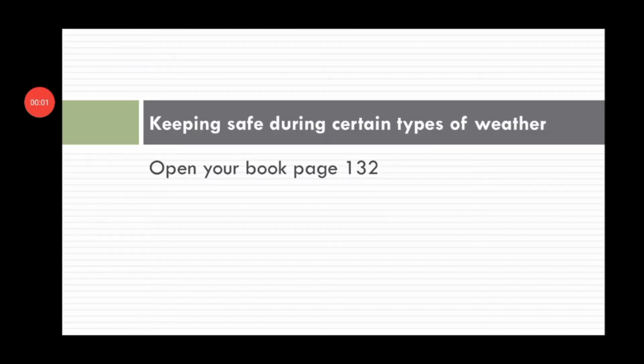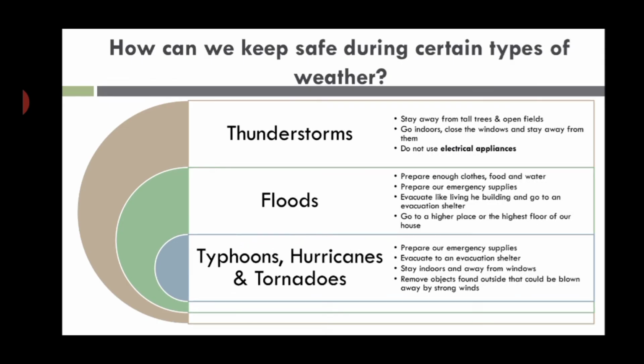Now, the last topic is keeping safe during certain types of weather. For the detail, let's open your book, page 132. How can we keep safe during certain types of weather? Well, these types of weather can be very dangerous, so that's why you should know what to do to keep safe during these types of weather.